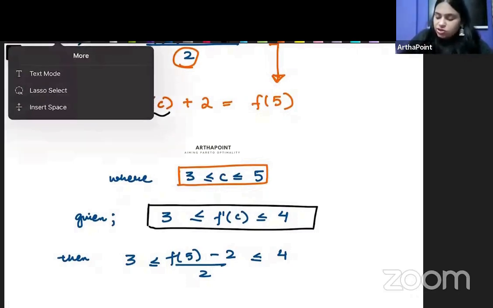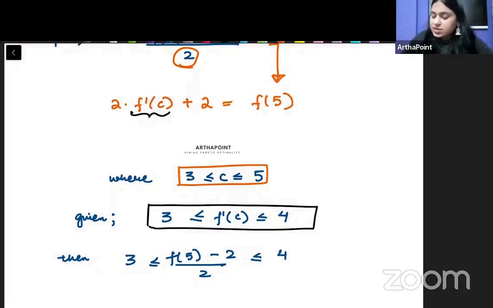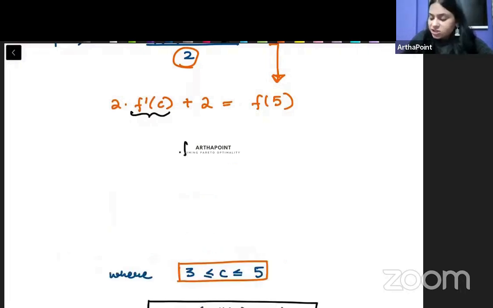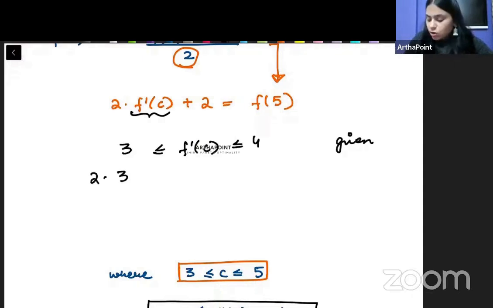So now I can just go ahead and quickly solve this. That f dash c must lie between 3 to 4. This is based on the information given to me. So if I multiply 2 on both sides, 2f dash c will lie between 6 to 8.